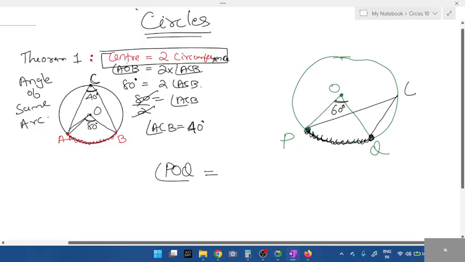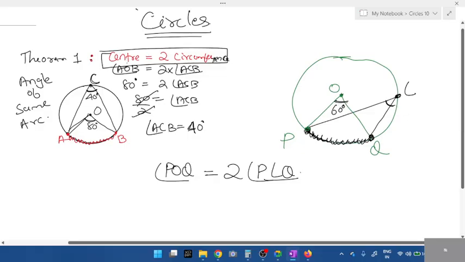POQ should be equal to, according to the first theorem, what? 2 times. What is the angle formed in the circumference? Which is the line touching the circumference? Tell me, start from P, which is the L, Q. So what's the concept, students? The angle formed in the center is always double. If it is 60 degrees, what will be the angle formed at PLQ? No, center it is double.